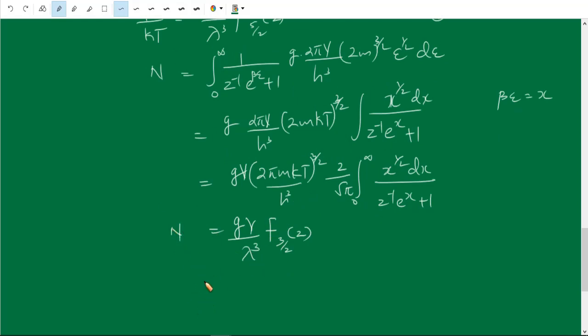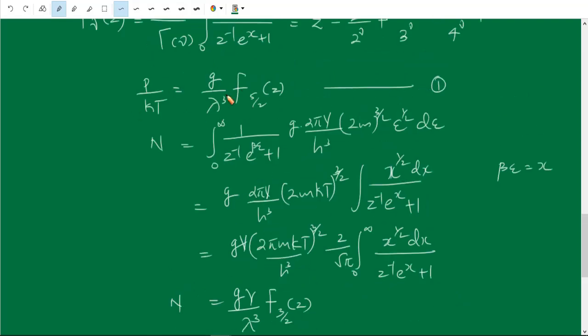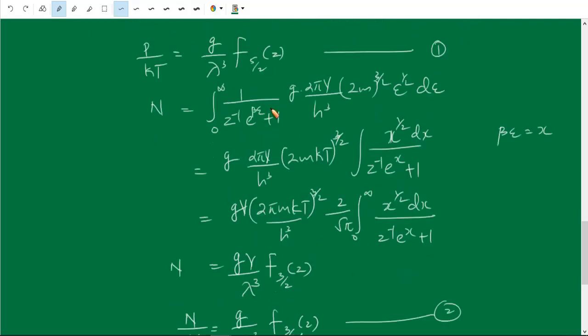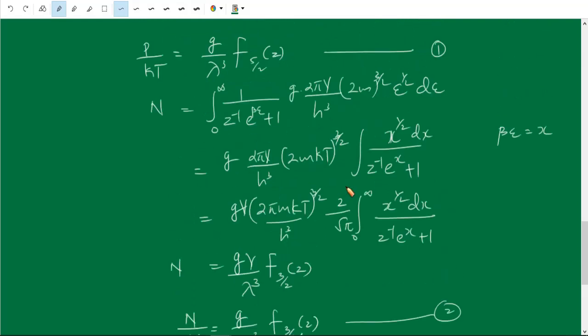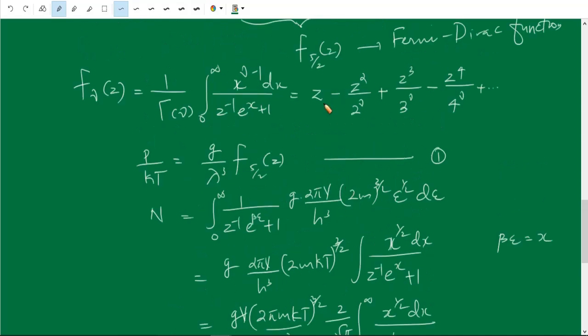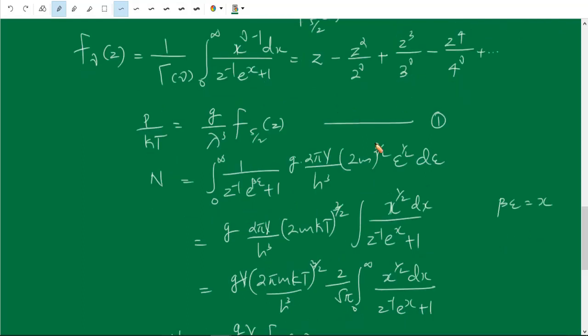So you can write N by V is equal to g divided by lambda cube f 3 by 2 of z. So this is expression number 2. So we have two expressions. One is P divided by kT equals g by lambda cube f 5 by 2 of z. So this is the Bose-Einstein function. This Bose-Einstein function can be written as a series expansion, z minus z squared divided by 2 raised to nu, like that.